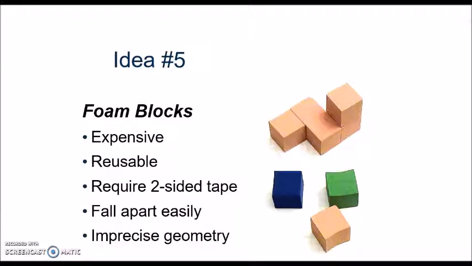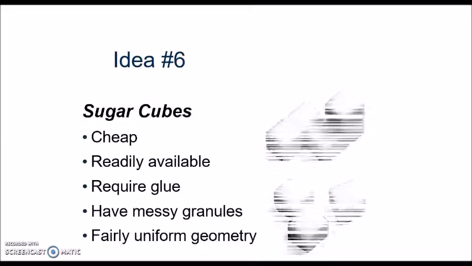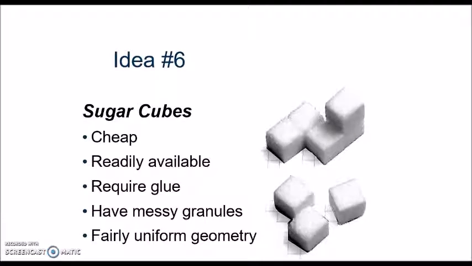Foam blocks are another option. They're expensive, they are reusable, but they would require two-sided tape. And two-sided tape doesn't stick to foam very well, so the puzzle pieces would fall apart easily. And even though they're foam blocks, they aren't very precise cubes. The final option would be sugar cubes. Sugar cubes are cheap, readily available, but they would require glue to stick together, and every time you use them, they're going to leave little sugary granules everywhere. But sugar cubes come in really uniform cubes.